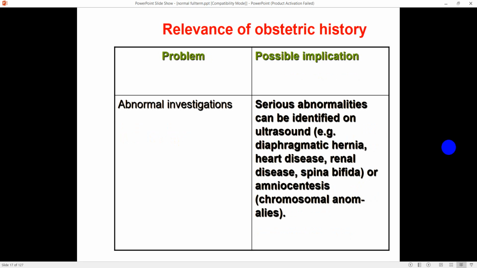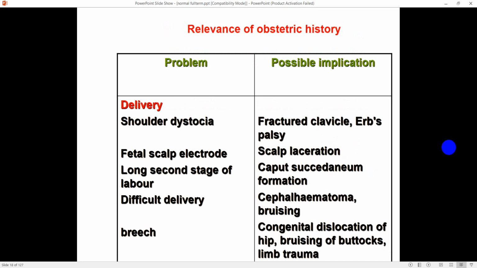When some investigations are done prenatally, like ultrasound, this may be associated with diagnosis of some problems like diaphragmatic hernia or congenital heart disease or spina bifida. And another way of diagnosis prenatally, chromosomal anomalies can be diagnosed by amniocentesis.